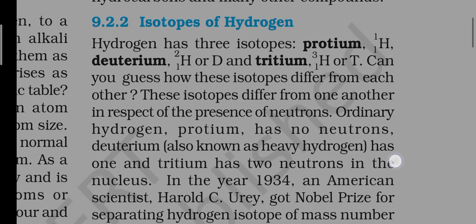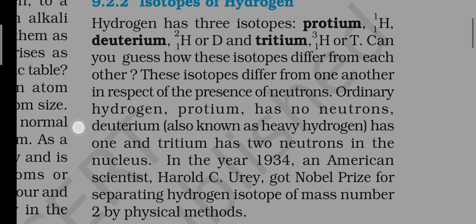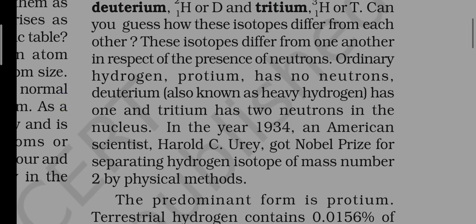Hydrogen has three isotopes: protium, deuterium, and tritium. Can you guess how these isotopes differ from each other? These isotopes differ from each other only in respect to the presence of neutrons. Ordinary hydrogen, that is protium, has no neutrons, deuterium has one, and tritium has two neutrons in the nucleus.